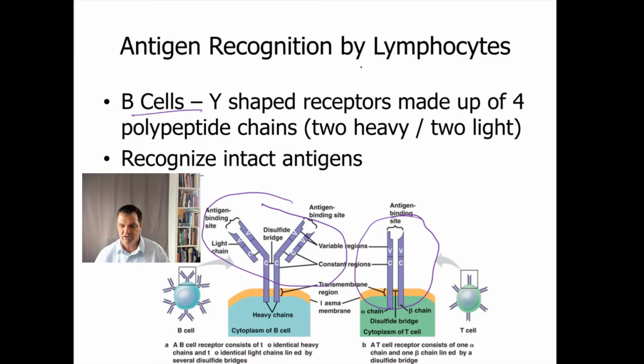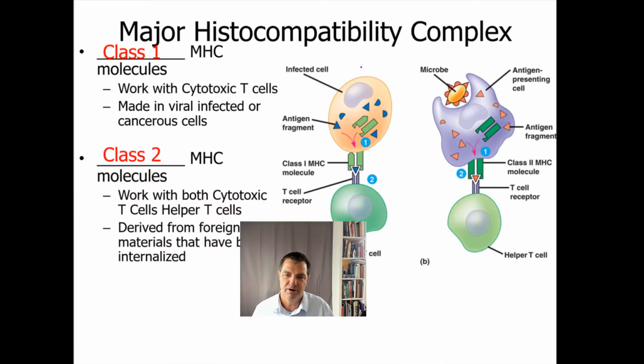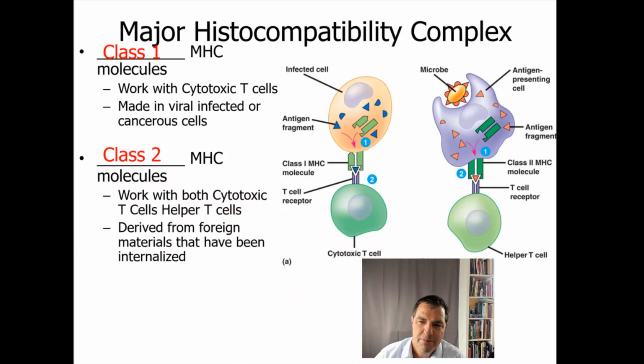So that's my B cell receptor, and then my T cell receptor. Whoops, wrong button. There we go. Okay, and there's my T cell. We don't need to talk about it. We already did that. Now let's go back to this class 1 MHC once again.